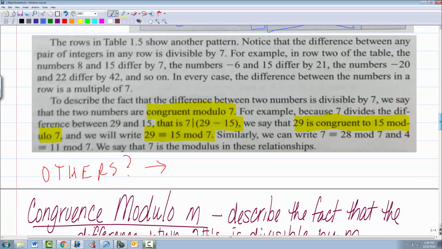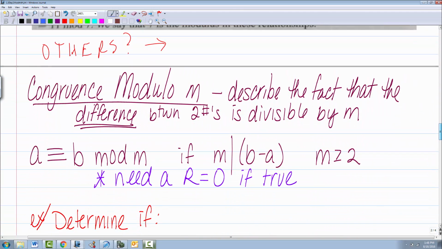Okay, so again, wax on. I see your faces. What? So, in conclusion, the quick check to see if A is congruent to B mod M, modulus M, it doesn't always have to be 7, is to take the difference between the two numbers and see if M divides that difference. Remember this notation. This means M divides B minus A, which implies the remainder has to equal 0.